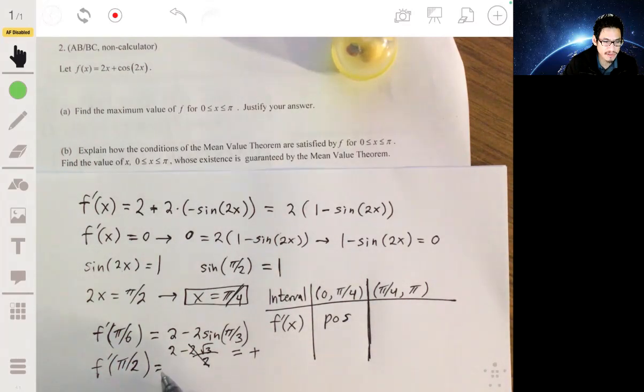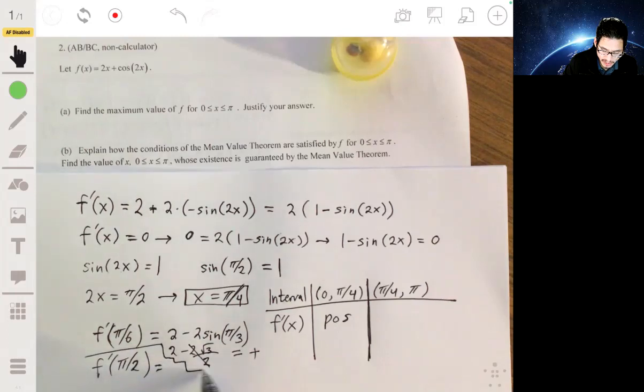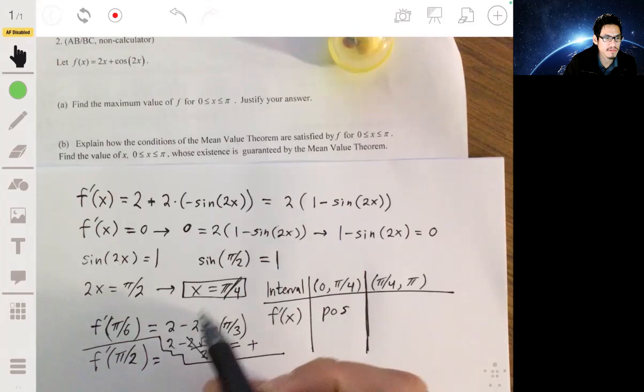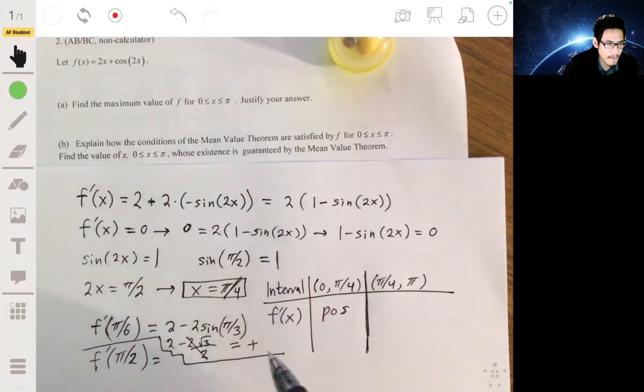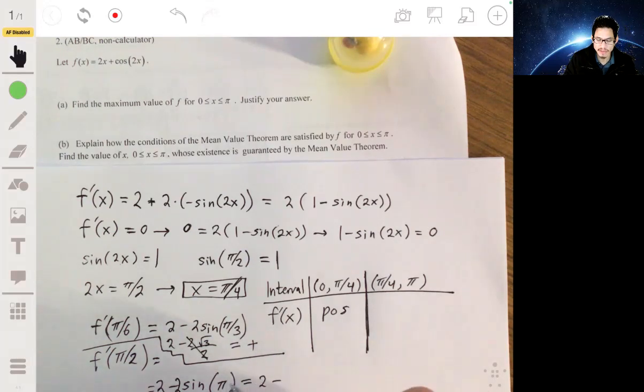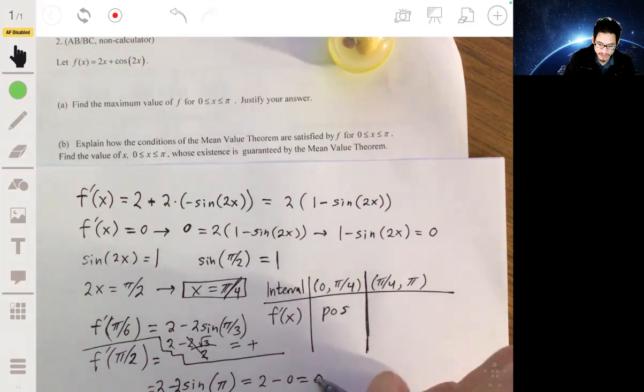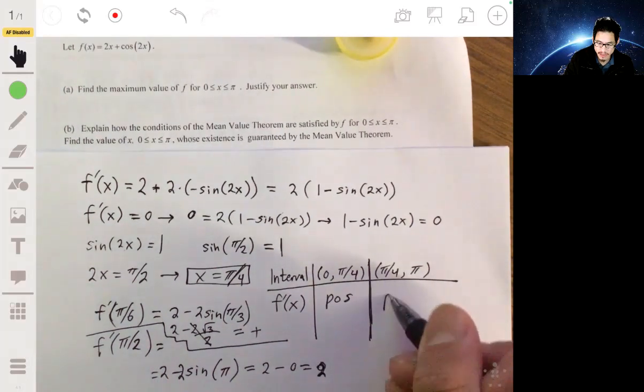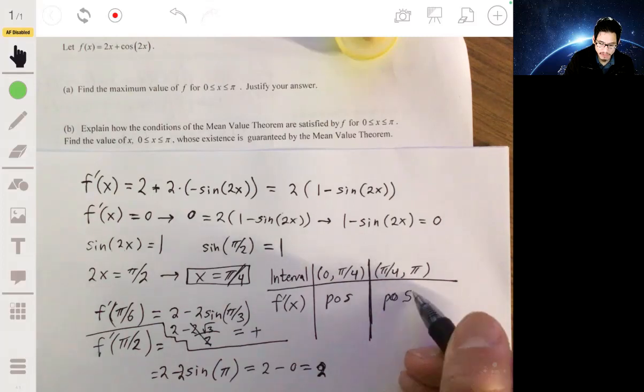And then we look at what f prime of pi over 2 would be. If we plug pi over 2 into the derivative equation again, we'll get 2 minus 2 times the sine of 2 times pi over 2, which is the sine of pi. 2 minus 2 times the sine of pi is 2 minus 0, so that'll be 2. So it's positive again. Positive. So you're like, well, what's going on then?